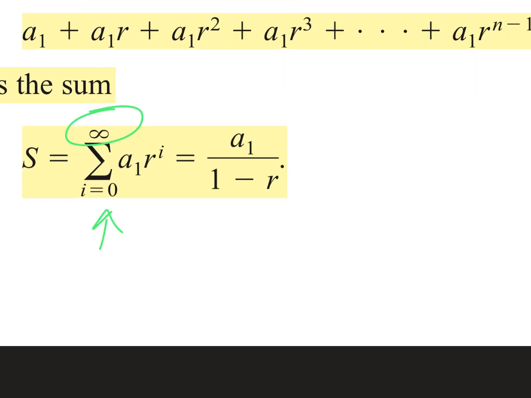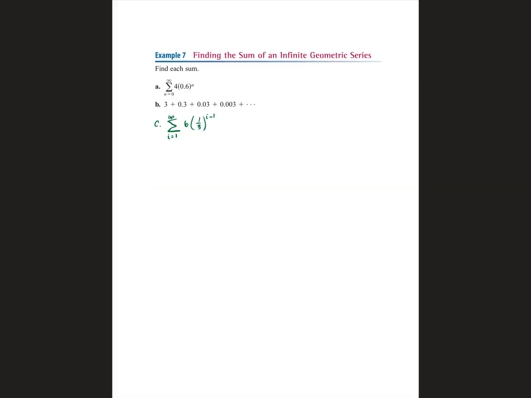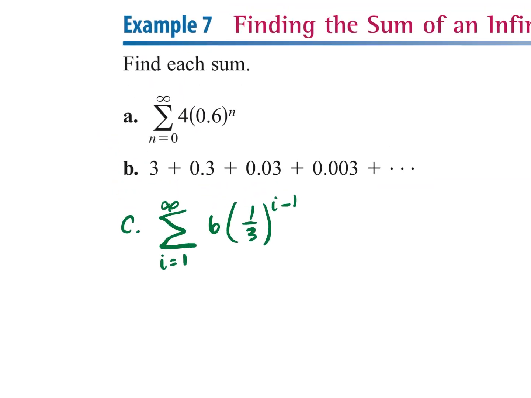What are the only 2 things you need? The first term and the common ratio. You don't need to do all the fractions and all that stuff. This is a very basic formula. So let's go over these 2 problems, or 3, and then we're done.